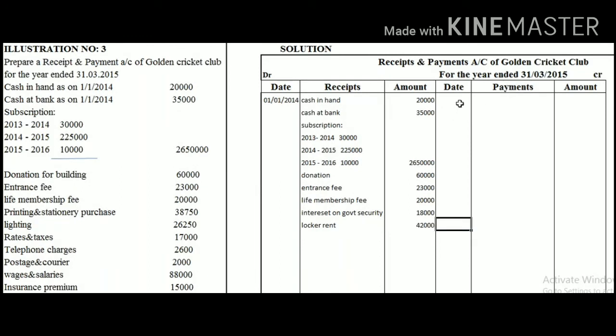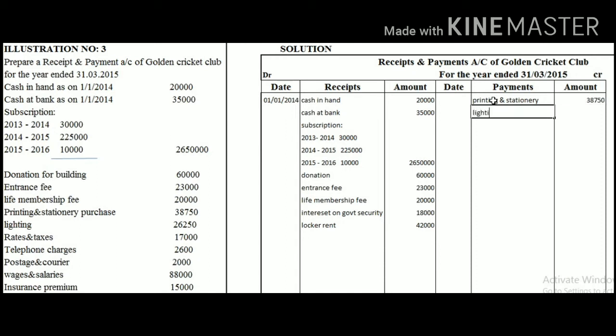What are the items included on the payment side? The first item is printing and stationery purchase. So the first item is printing and stationery. What is the amount of printing and stationery? It is 38,750. The next item is lighting.